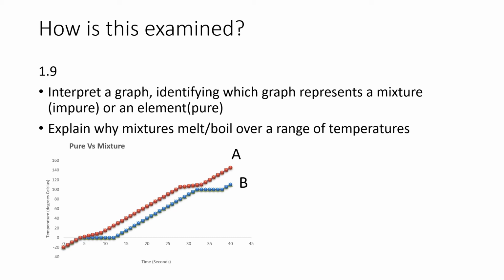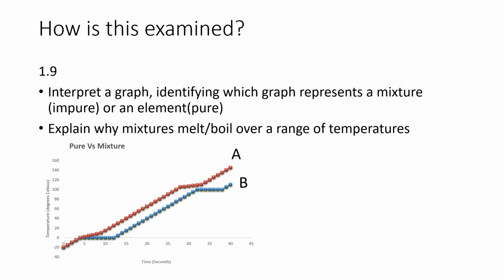For point 1.9, you could be asked to interpret a graph, identifying which line represents a mixture or an element, or a pure or impure substance. For example, in this graph you look at both lines, A and B. Whichever line has flat plateaus is the pure substance. So looking at the two lines, although A does go flatter at 2 points, you'll notice it's still diagonal. Okay? Whereas in B, you've got two clear plateaus. So B is the pure substance and A is the impure. A is the mixture and B is the element.